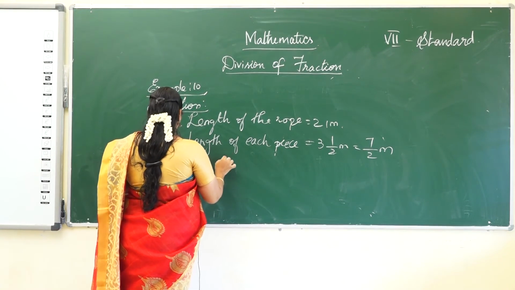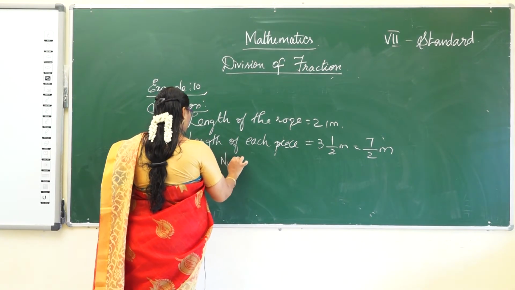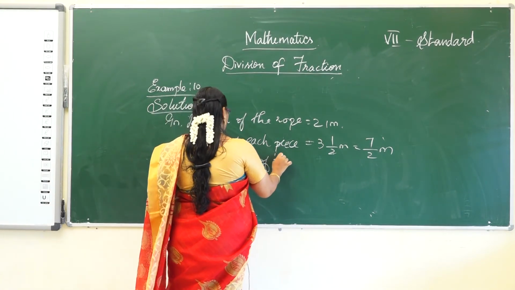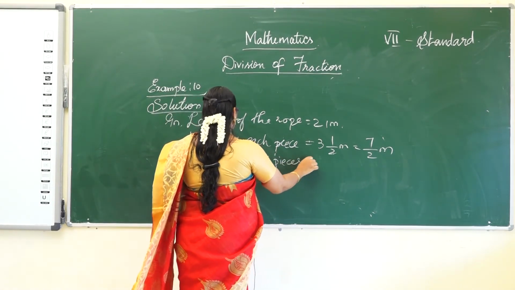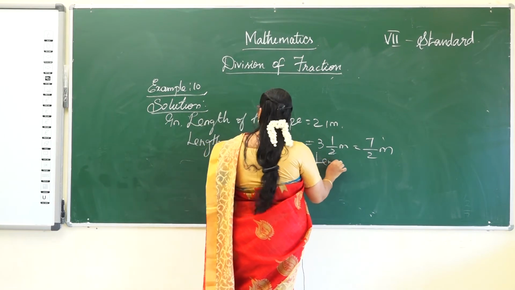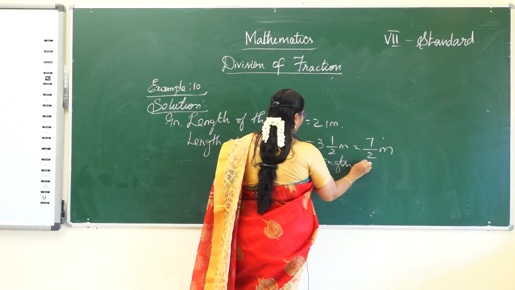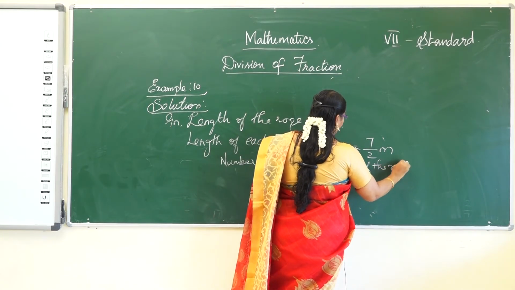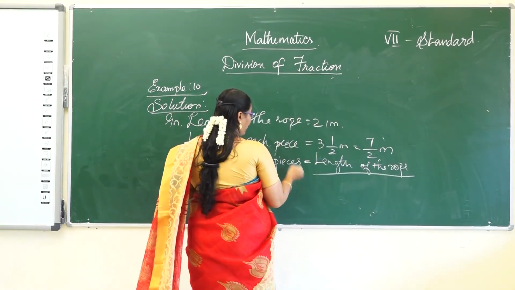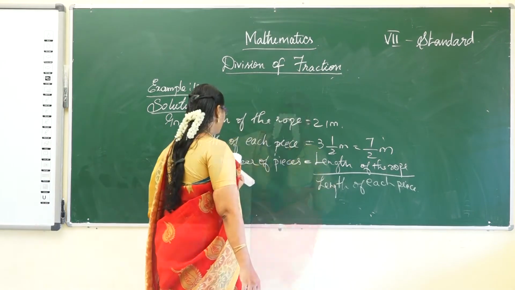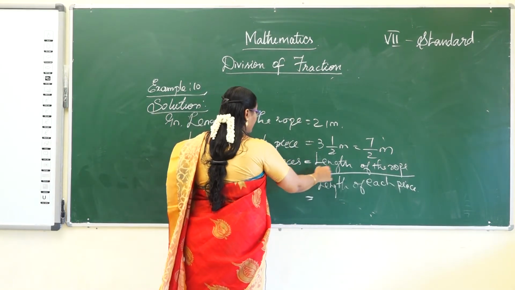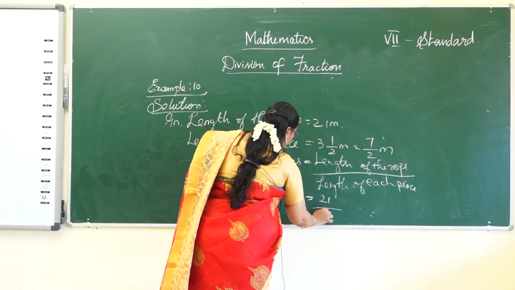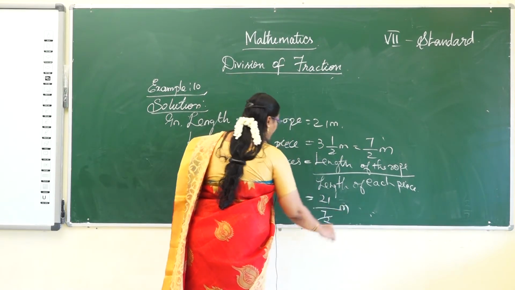So the number of pieces is equal to the length of the rope divided by the length of each piece. What is the length of the rope? 21 meters, divided by the length of each piece, which is 7/2 meters.